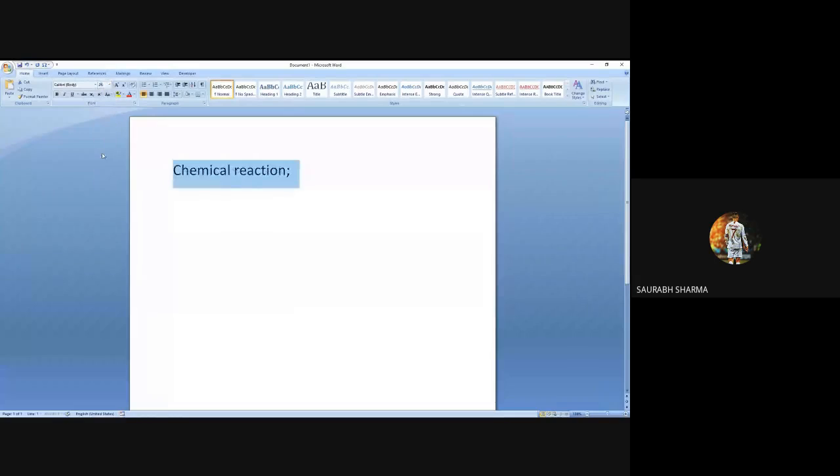Ma'am, products and reactants. Is the font size okay? Yes ma'am. Okay. So in a chemical reaction, there are two things: products and reactants. First of all, reactants. Then reactants give product. So these are the two important components of a normal chemical reaction.